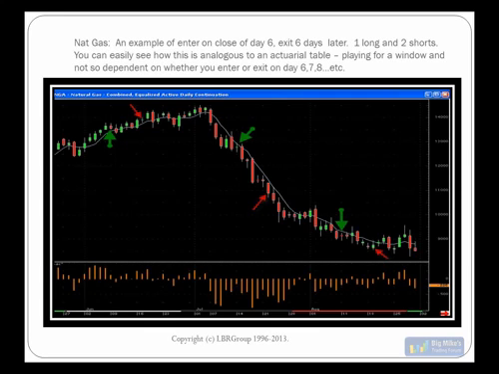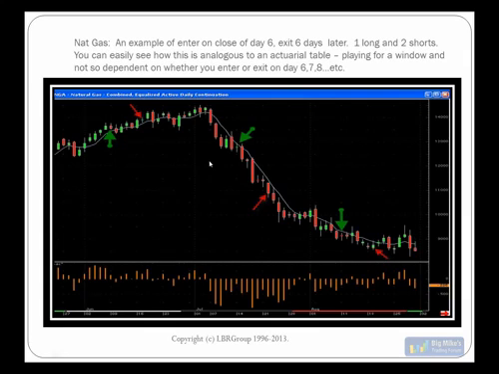It just is something that we're not doing right now, but this was one of the systems, and that is entering in the direction of this extended run on the close of day 7. And then we tested out what if you exited day 8, day 9, day 10, day 11, day 12. You see? You get it?